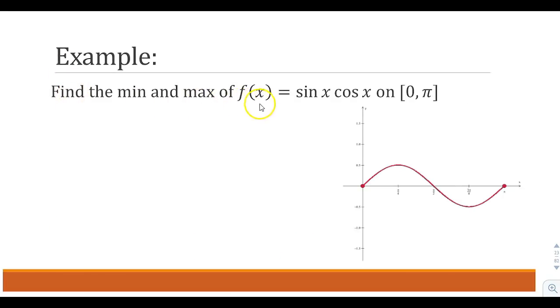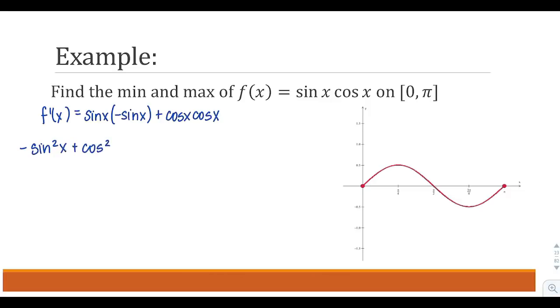Find the max and min of f of x equals sine x times cosine x on the interval from 0 to pi. Ignoring the graph, we'll go ahead and find the derivative. F prime of x is equal to sine x times negative sine x, we apply the product rule, plus cosine x times cosine x. So we end up with negative sine squared x plus cosine squared x equals 0.